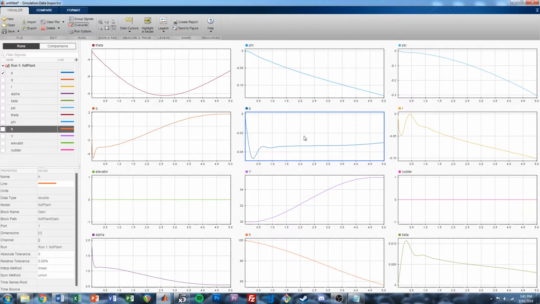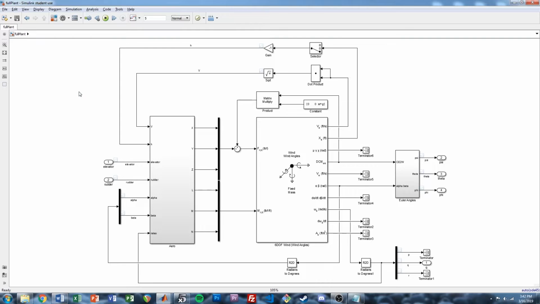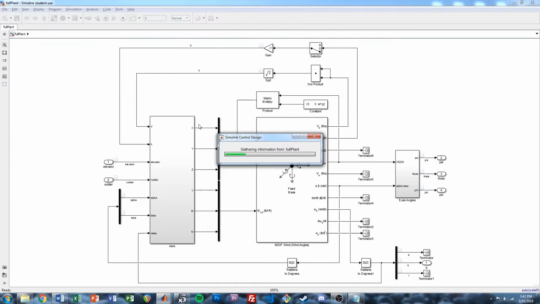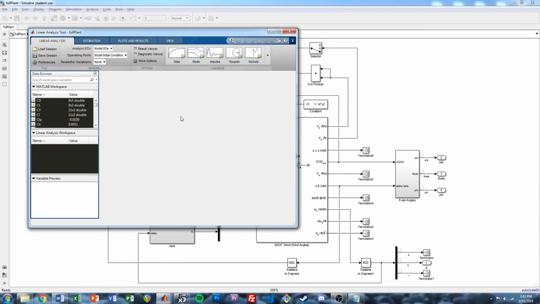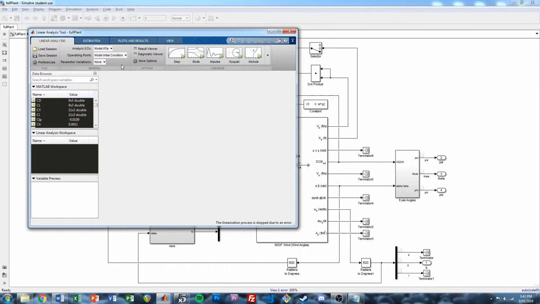What I want to do next is linearize the model and compare where the system poles are that we get out of Simulink with what XFLR predicts. So I'm going to minimize that. Let's go to analysis, controls, design, linear analysis. And we'll do a pole zero map. Now, the same problem as last time: under analysis IOs, we have to say that we want to look at the whole model, so the root level inputs and outputs.